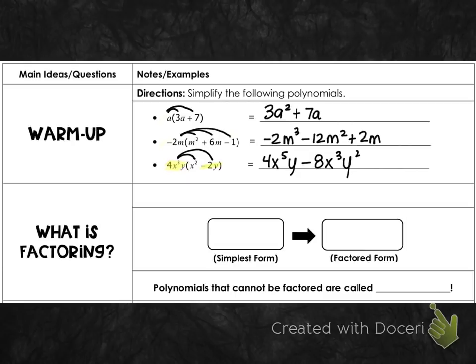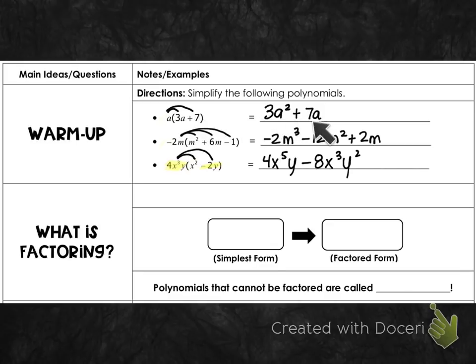Okay, so we're going to do the opposite today. We're going to factor out a GCF. So if you were given this, how could you get to here? So instead of distributing in, now we're actually going to take out a GCF, what they have in common, their greatest common factors, and then we're going to make it look like this. So we're going backwards today.